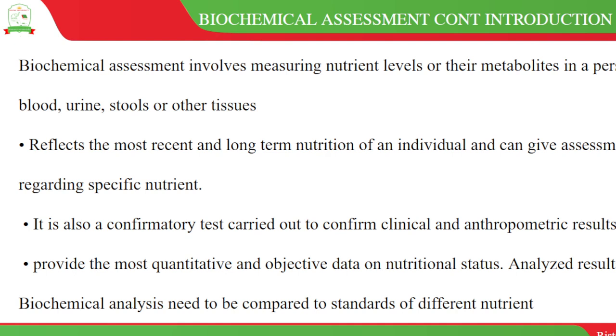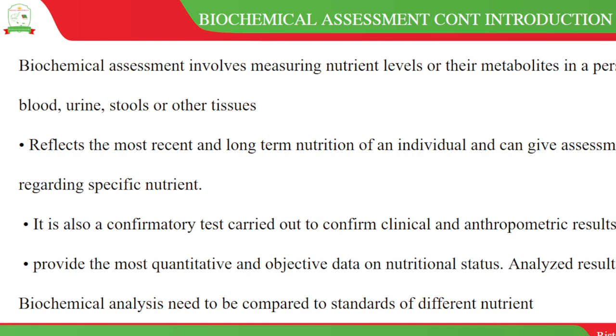Biochemical assessment involves measuring nutrient levels and their metabolites in a person's blood, urine, stool, or other tissues. For instance, you need to measure the level of calcium, the level of vitamin D, the levels of iron in your body, and you measure them. It's either you measure the nutrients or some of these metabolites, because these metabolites end up becoming some of these biomarkers that you can use in your body.